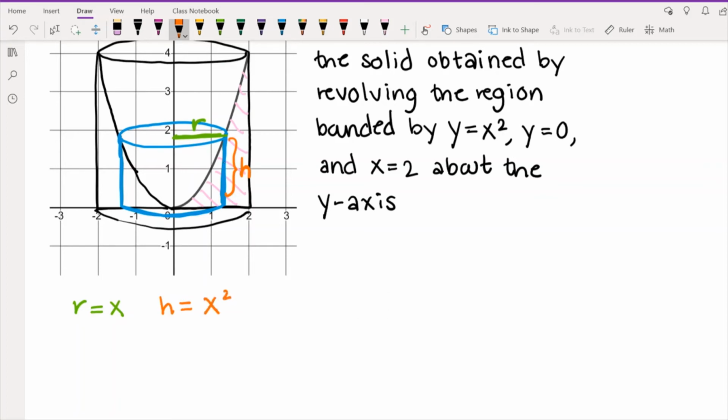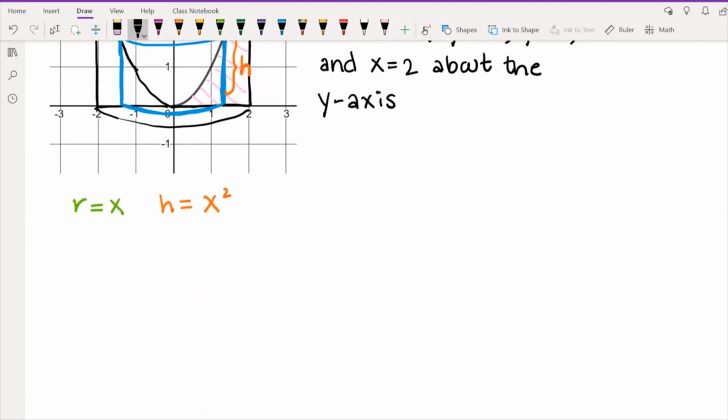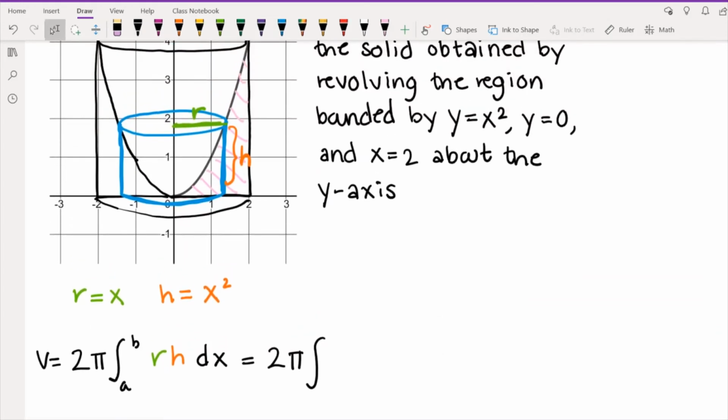And so what would our integral look like? Well, now for adding up infinitely many of these, that turns into an integral. And so we're going to be integrating from some a to b of, let me first write it generally, r times h dx. And so that is going to be 2 pi times the integral. So let's figure out what a and b are. Well, a is going to be 0. We already mentioned that because that is the smallest radius that makes sense in this picture. And then what's the biggest radius? It's 2. So our integral is going to go from 0 to 2.